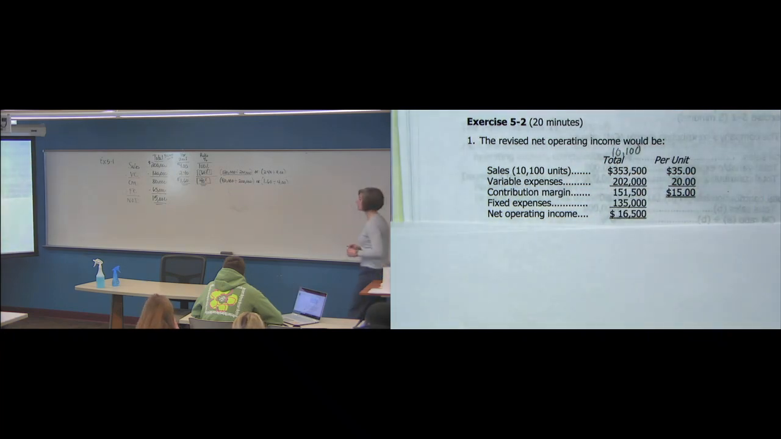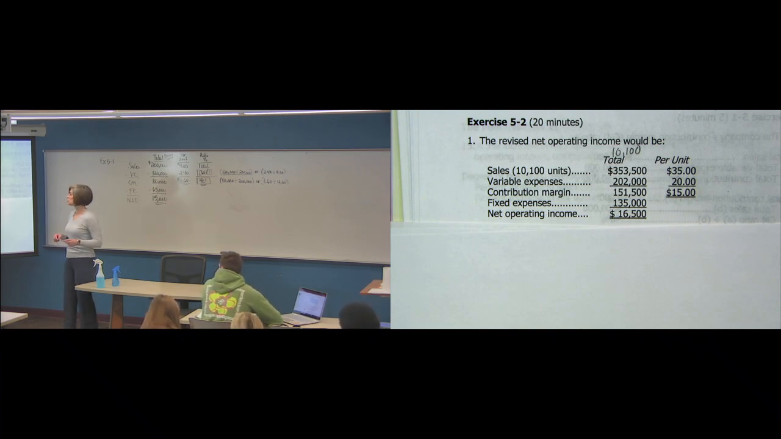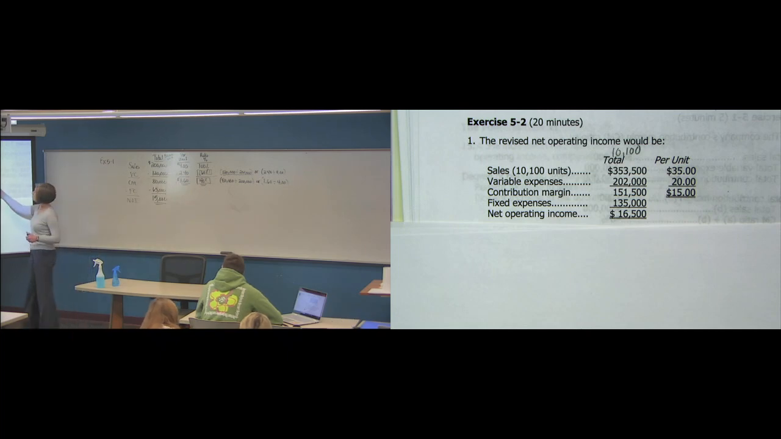You had to recalculate sales, variable expenses, and contribution margin. Your per unit values did not change. The problem just said you sold 100 more units. So now you recalculate your totals, right? Assuming that you sold 10,100 units instead of 10,000 units. So 10,100 times $35 is 353,500. 10,100 units times $20 is 202,000. Obviously, contribution margin is going to change as well, and it does change in the same direction there.